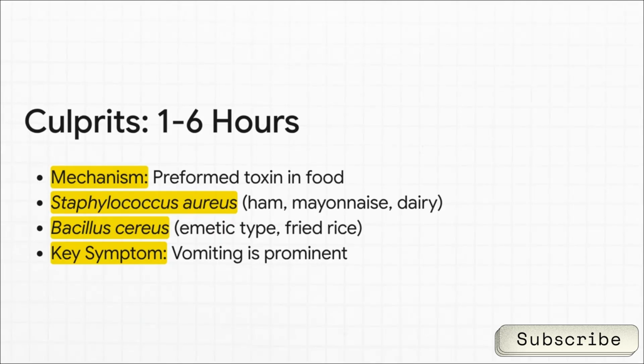Okay, first up, the super fast onset. We're talking 1 to 6 hours. If it's that quick, you need to be thinking preformed toxin. This means the bacteria already did its dirty work in the food, creating a toxin before anyone even ate it. It's basically a poison just sitting there. The 2 main culprits here are Staphylococcus aureus and Bacillus cereus. And here's your mnemonic to remember them. Sick before sunset. And what's the telltale symptom? Explosive vomiting. It's all about the vomiting.